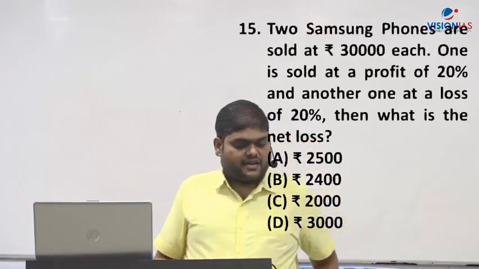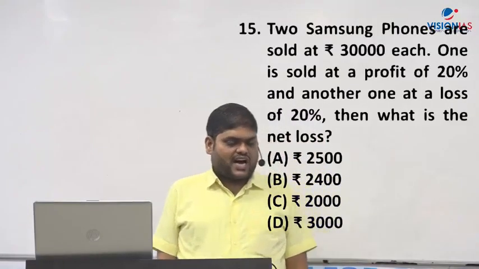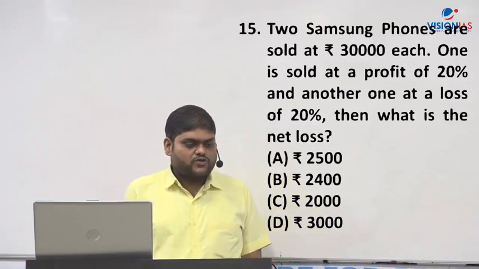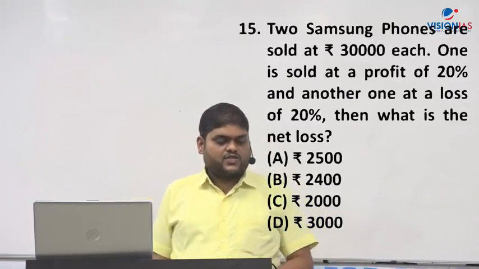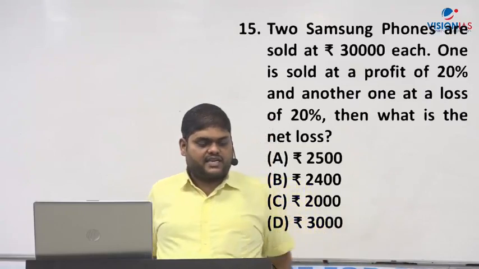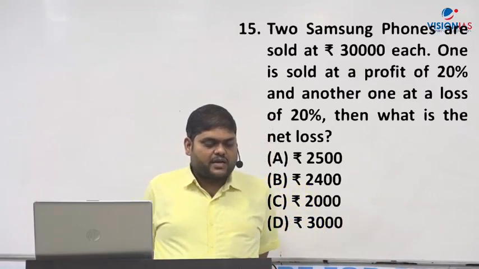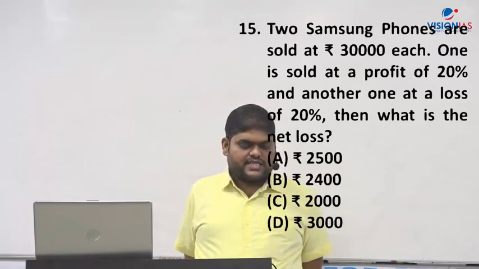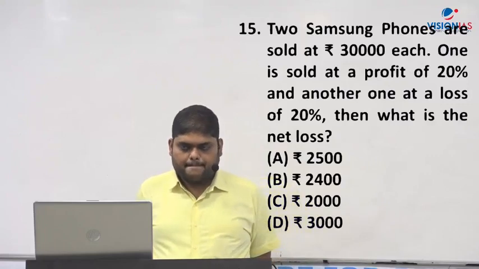Then we were doing question number 15. Two Samsung phones are sold at 30,000 each. One is sold at a profit of 20%, another is sold at a 20% loss. Then what is the net loss?